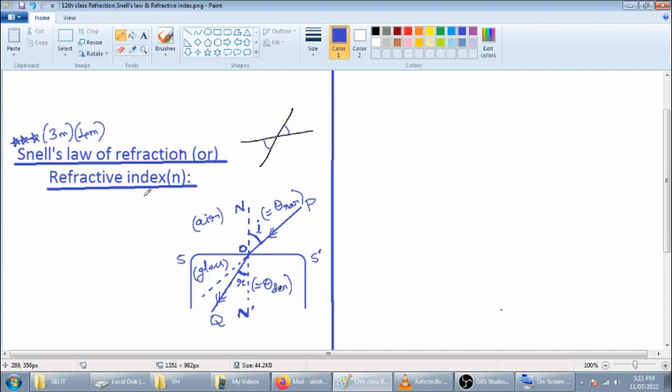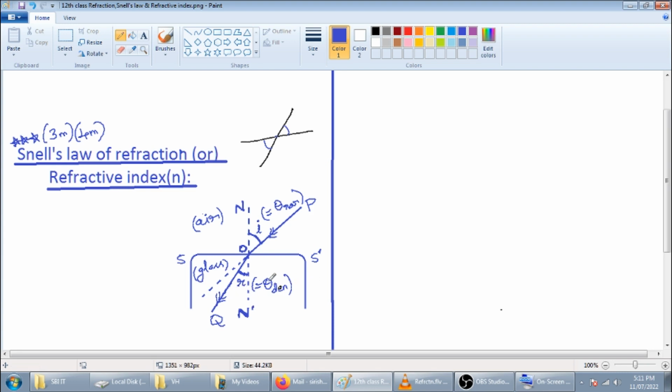This also gives the very important quantity called refractive index. So both are present in almost the same diagram; we are getting two things from the same fact. The relation between I and R is given by Snell's law of refraction, and that also is nothing but the definition of refractive index. Now what is Snell's law of refraction? That's the important thing.